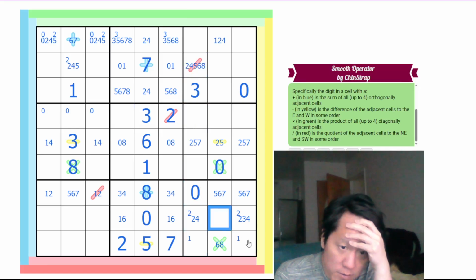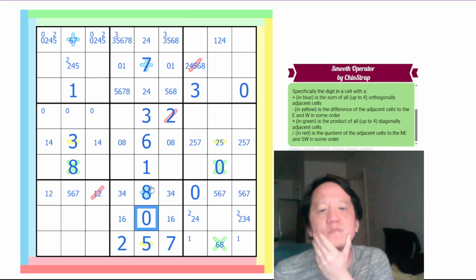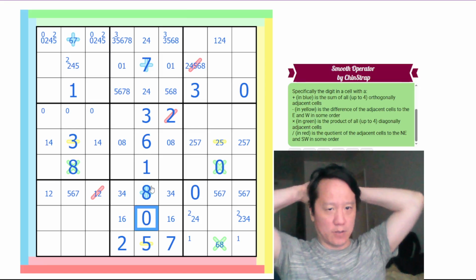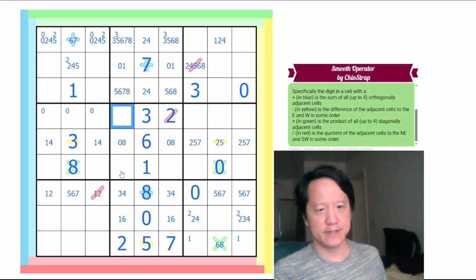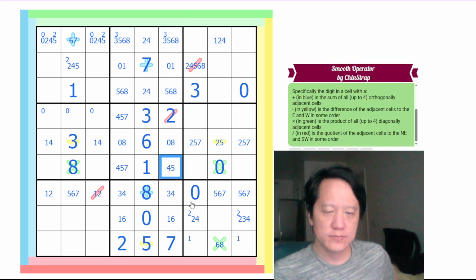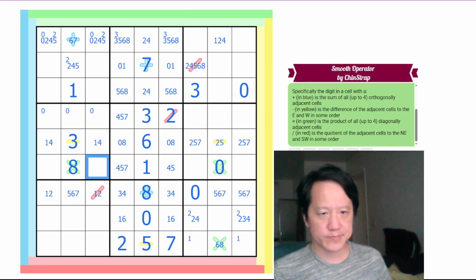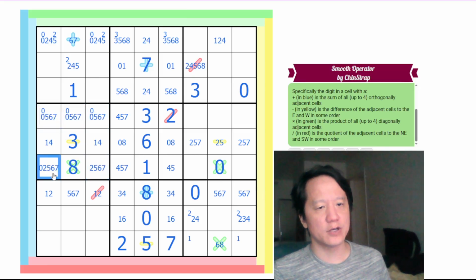3 is here. 1 is one of those. The remaining digits in box 5 are 4, 5, and 7. No 7 here because of 7 in the column. These can't be 7 because of 7 in the box. Remaining digits of box 4. We have 0, 2, 5, 6, 7. Obviously, 2 cannot be here. 0 can't be here.